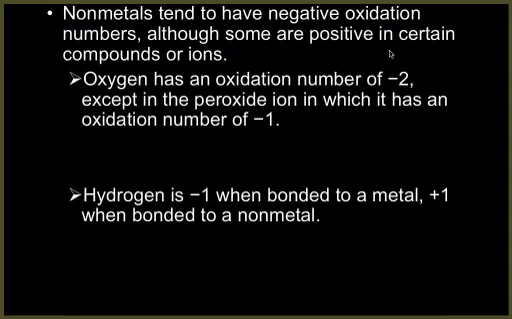Oxygen is one of the first things we look for. If it has oxygen, oxygen is almost always -2, so we go ahead and assign it a -2. Even when it's in a compound, it's usually -2. The one exception is when you have hydrogen peroxide, or the peroxide ion. In that case, oxygen has an oxidation number of -1. So let's look at two examples here.